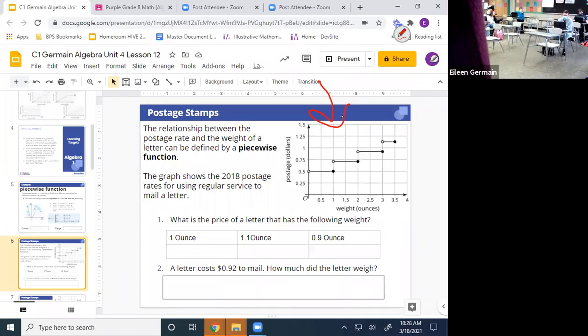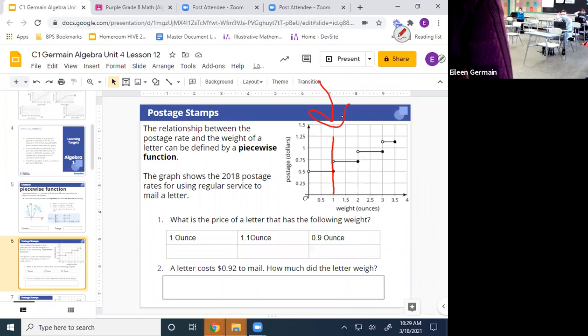Kyle. Why do you say that? It shows the weight in ounces. Good. So we're going to look for that 1. I have 2 points that fall on that 1 line. Which point did you use there to determine it?